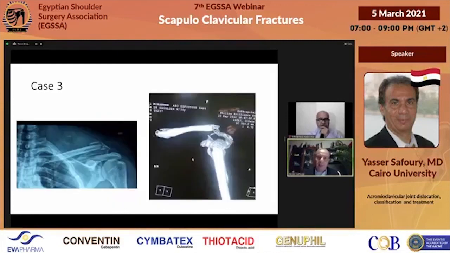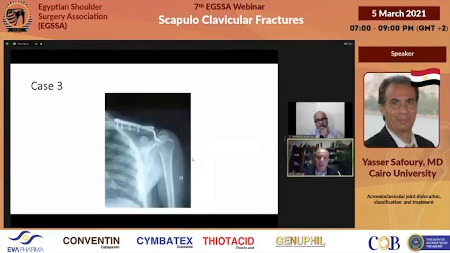This is another case in which there is fracture of the lateral third of the clavicle. We do a CT scan to study the displacement, and then we can use the hook plate to reduce and repair the ligaments and close the soft tissue sleeve over the plate.